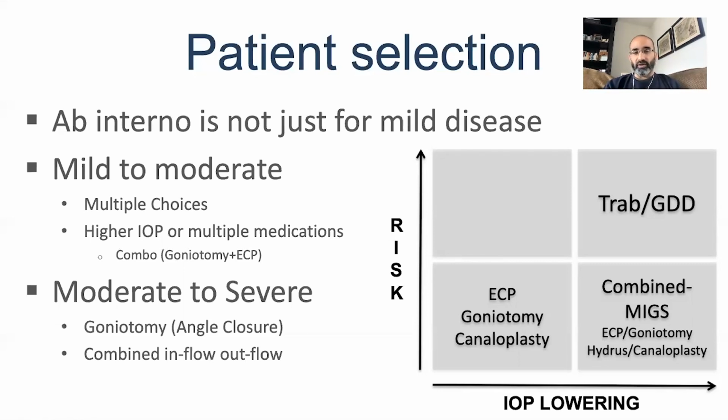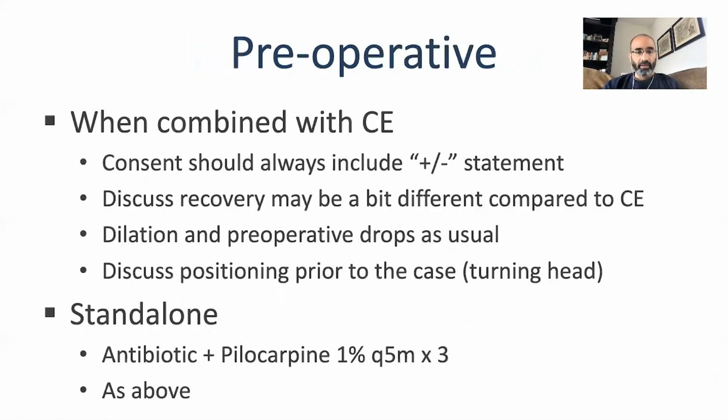And with moderate disease, or maybe somebody on 2 or 3 medications or more, I might combine an inflow and outflow procedure. And then for moderate to severe, when you get into that severe category, you can still do angle procedures, particularly in those patients who have angle closure with extensive synechia. Something like a goniotomy can have a real big wow effect as far as the amount of IOP lowering. And then again, you can also think about combining inflow and outflow procedures with ECP and then something in the angle, whether it's an implant or a goniotomy.